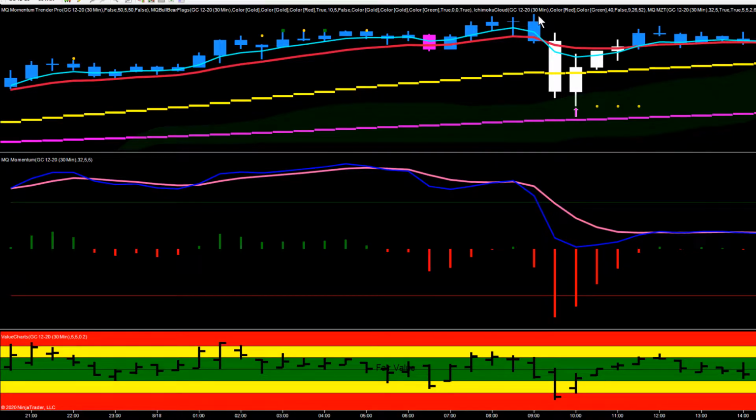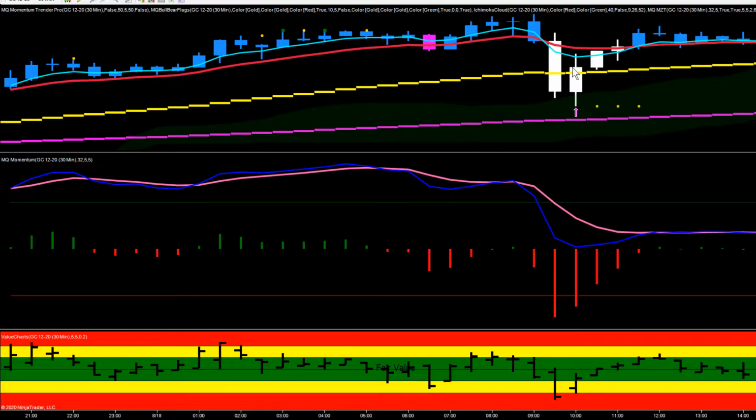And you can see gold pushed up, left this topping tail right here, and then the entire body of this bar was all selling. Caused 5 and 13 to cross to the downside, followed by yet another really bearish bar, topping tail. The entire body of this bar was all selling. Then this bar opened up right here, pushed down a little lower, and then left this bottoming tail, and then the entire body of this bar was all buying.